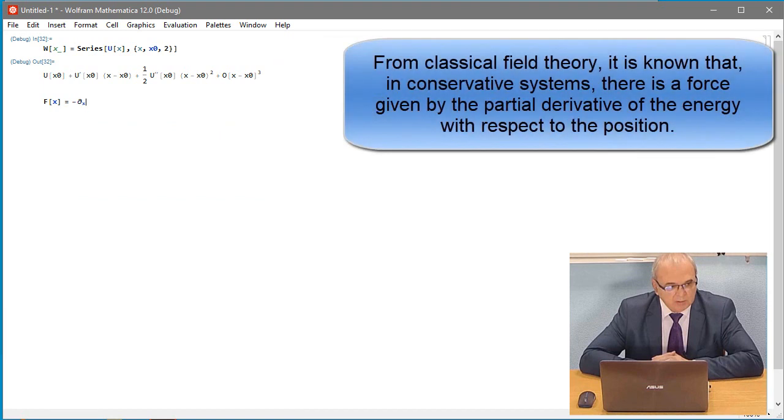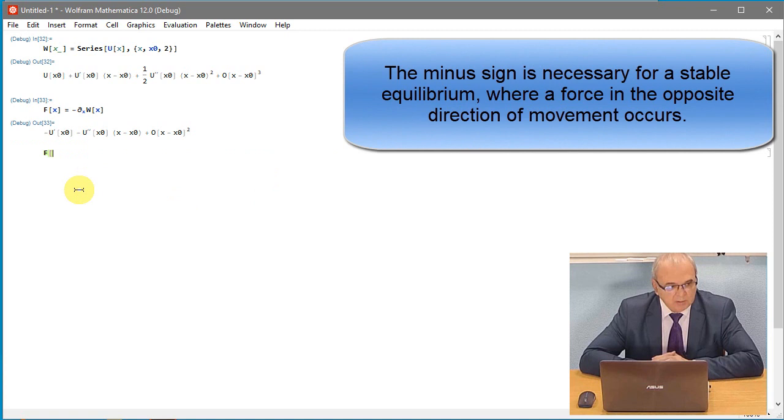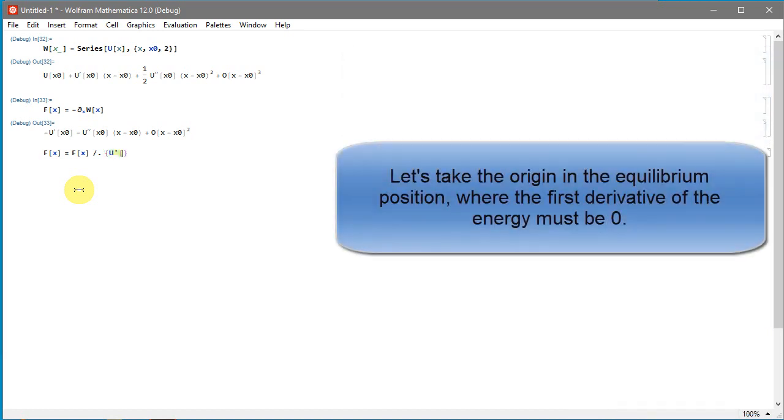From classical field theory, it is known that in conservative systems there is a force given by the partial derivative of the energy with respect to the position. The minus sign is necessary for a stable equilibrium where a force in the opposite direction of movement occurs. Let's take the origin in the equilibrium position, where the first derivative of the energy must be zero.